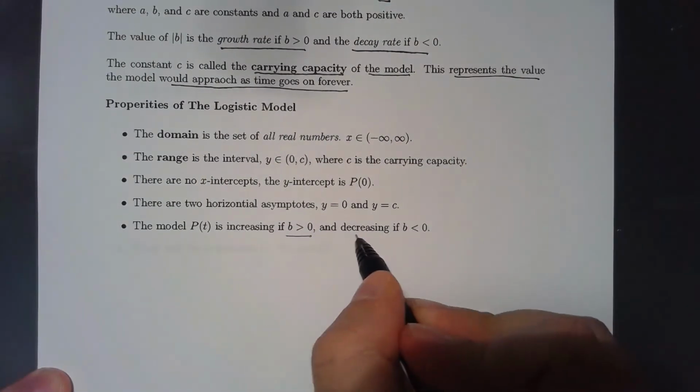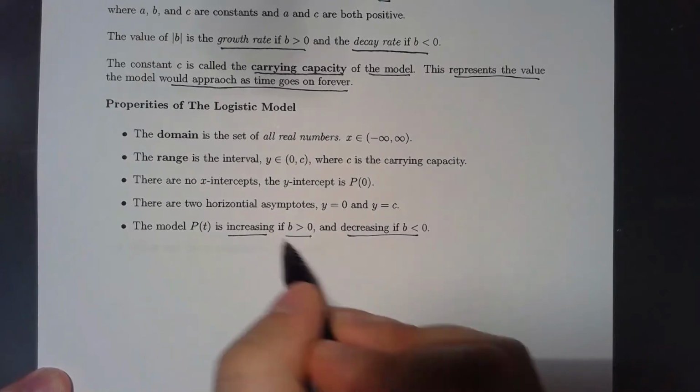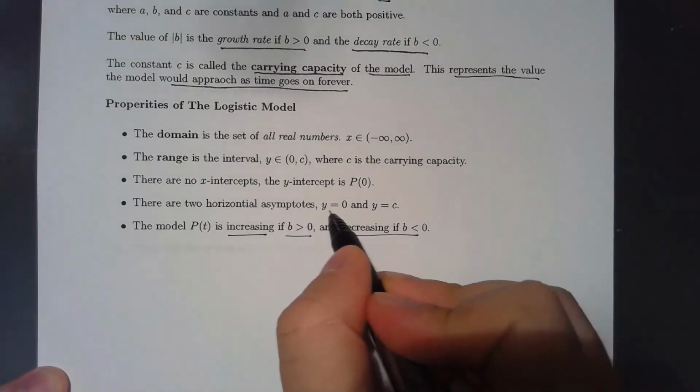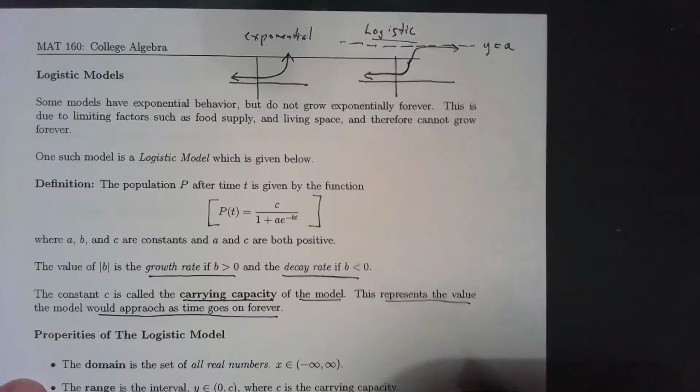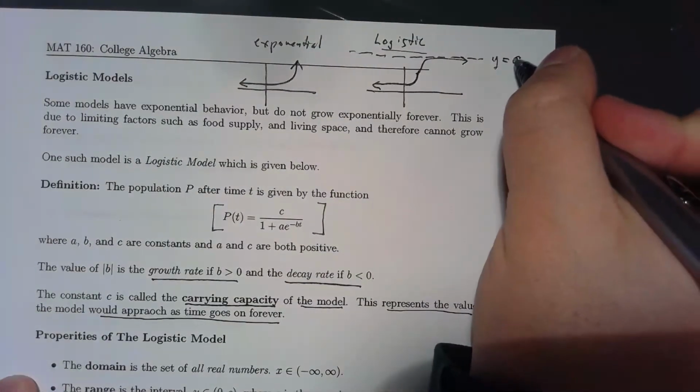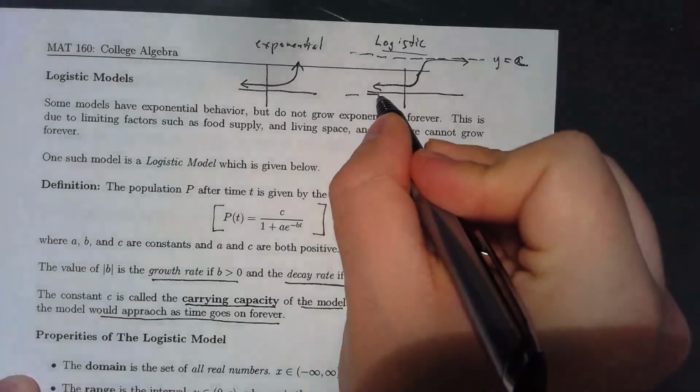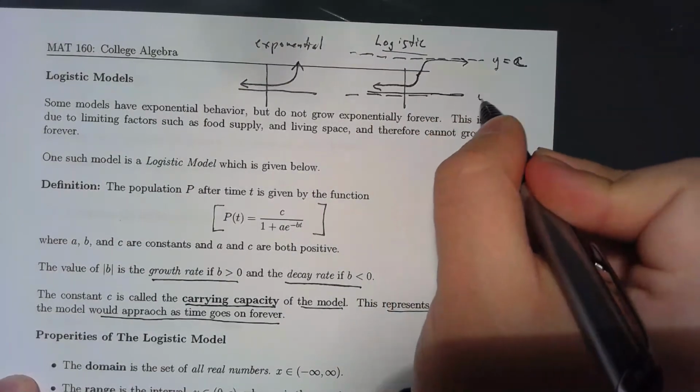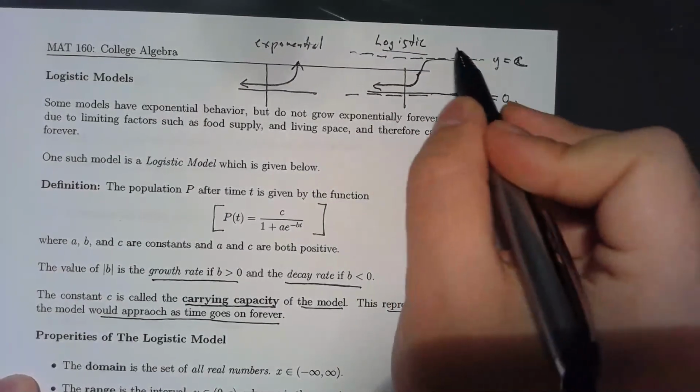So the logistic model is increasing if B is positive, and it's decreasing if B is negative. There are two horizontal asymptotes, y equals 0 and y equals c. So technically I should have put a c here, and y equals 0 is the one right here. That's what a logistic model looks like.